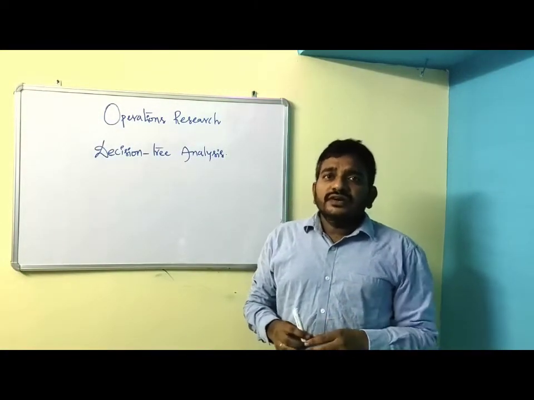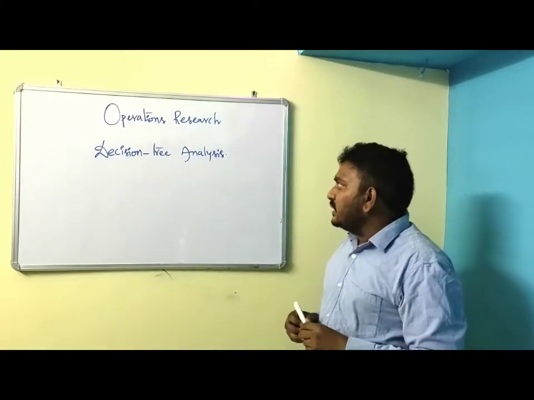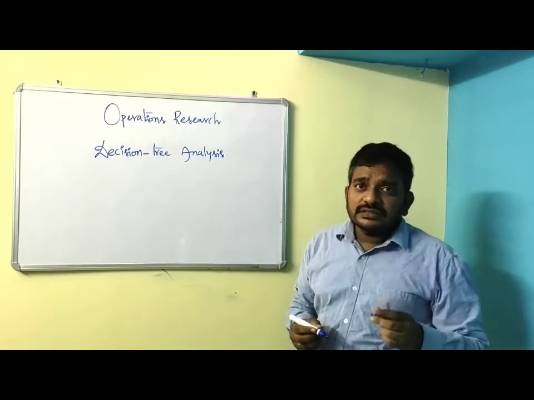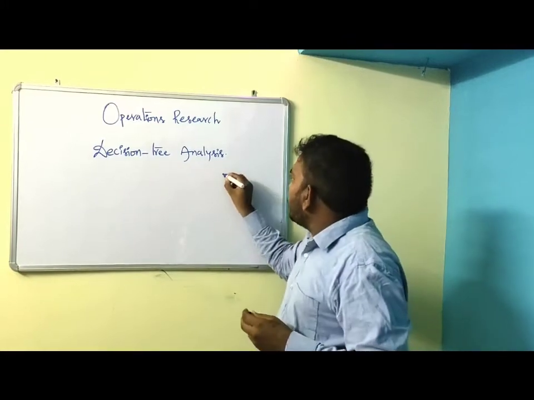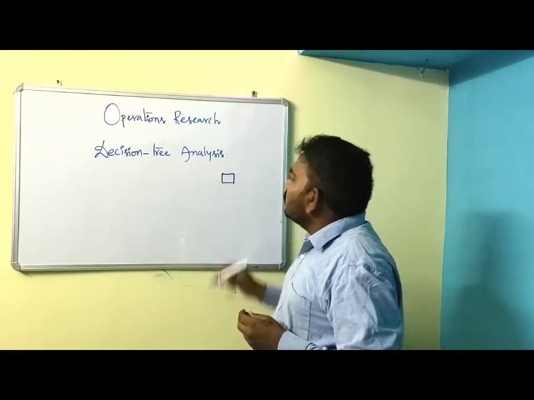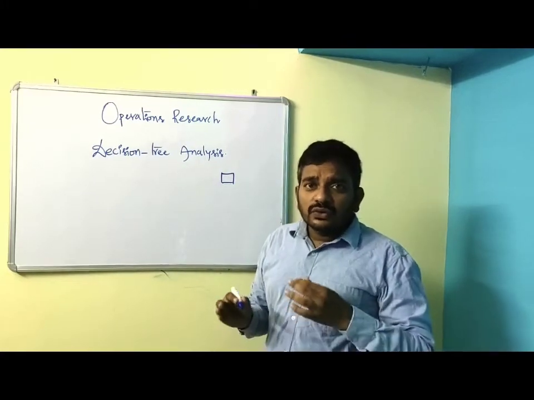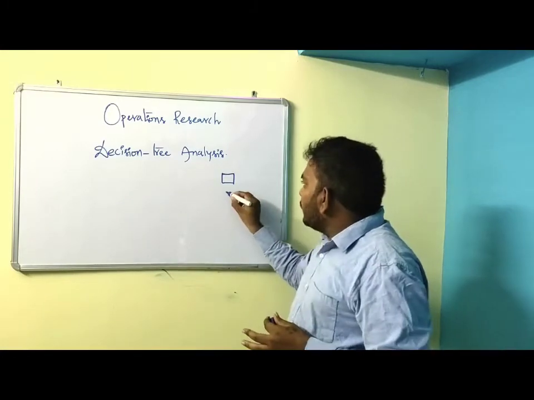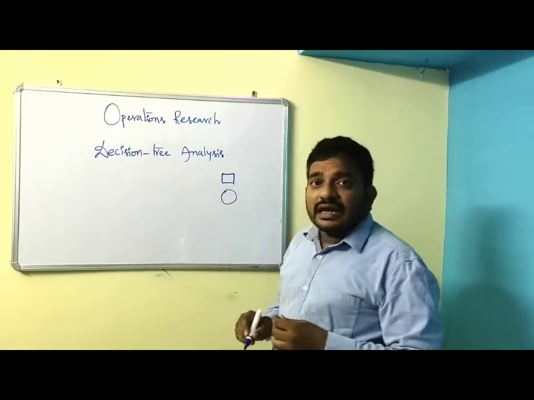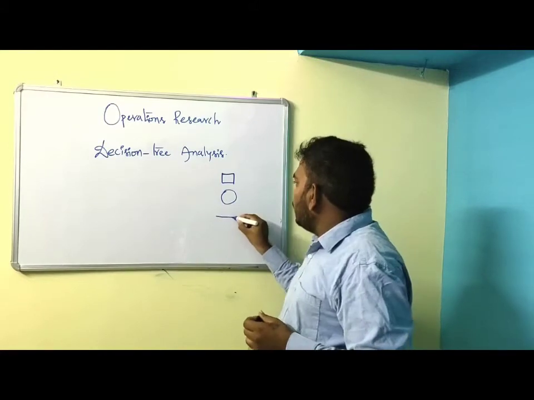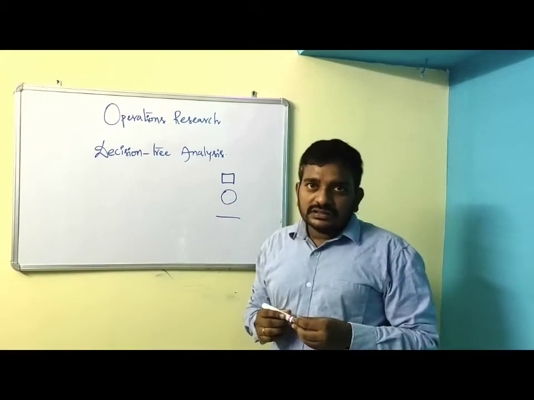The components of a decision tree. A decision tree comprises three components. Number one is a square node, which we usually call a root node. Second, a chance node or circle node. Third, arcs or branches.